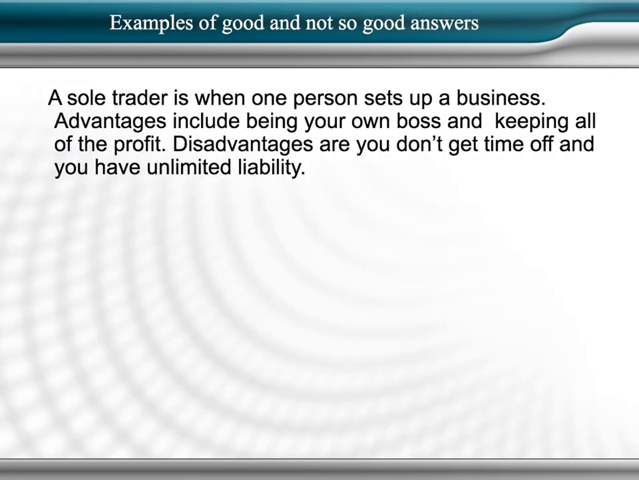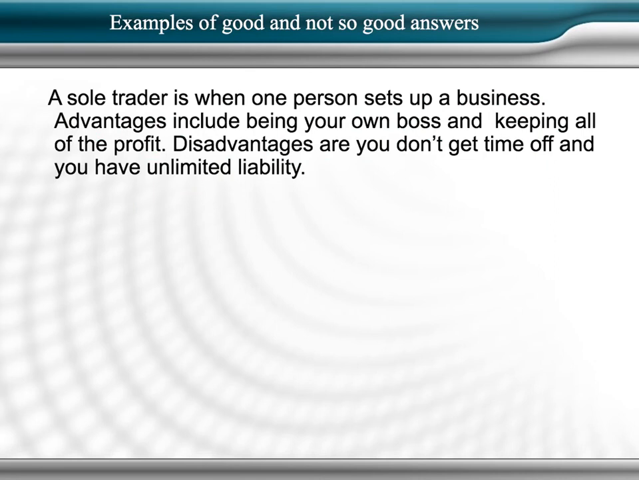Okay, this is key. Examples of good and not so good answers. So here's one person. First of all, they've done their definition. I'm going to get my little arrow out, don't go away. They've done their definition, but they haven't said it's when one person sets up a business and owns and has 100% control, but they could employ workers. So you could have that extra bit. Anyway, advantages include being your own boss and keeping all the profit. Disadvantages is you don't get time off and you have unlimited liability.